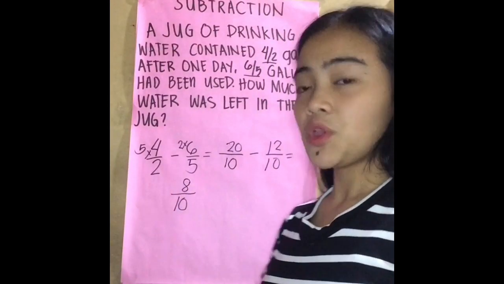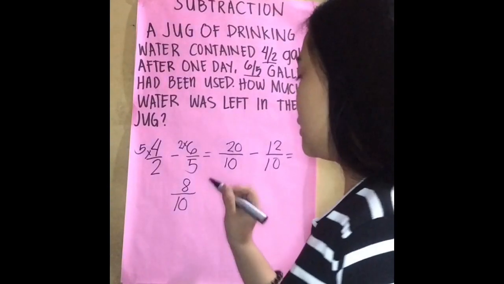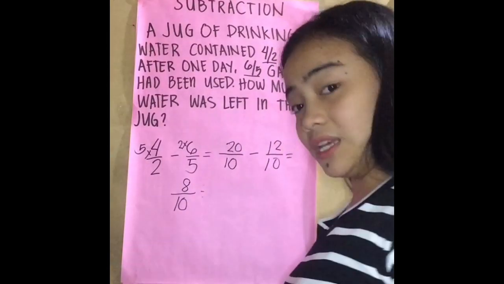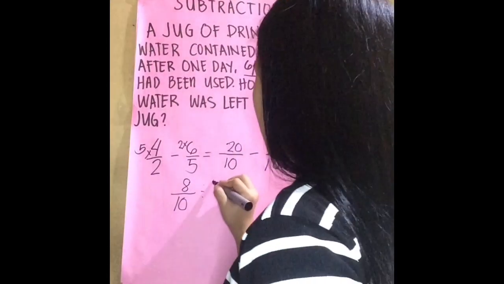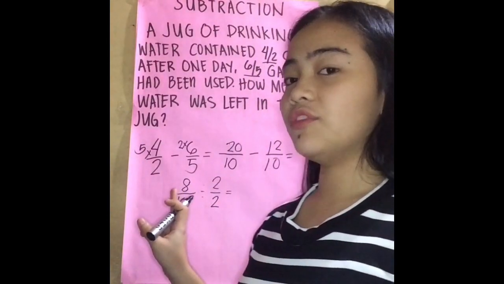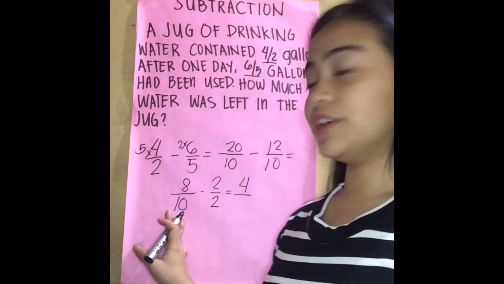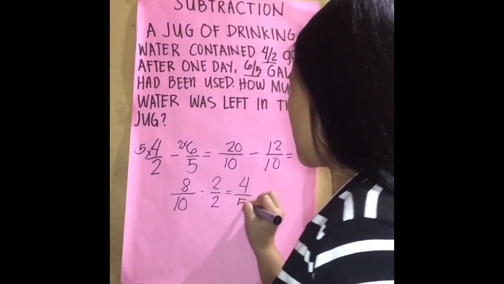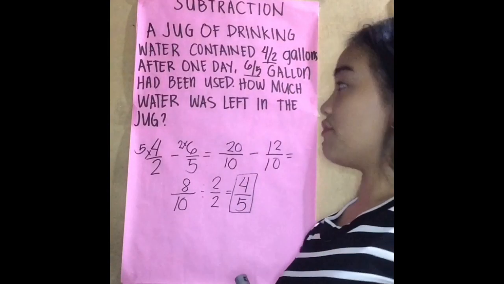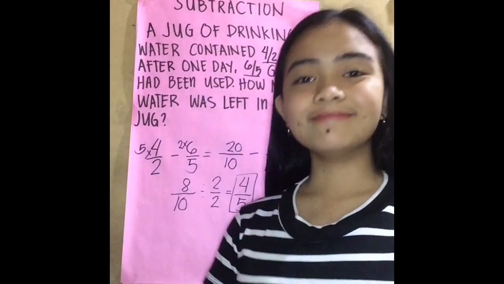8 over 10. When you see 8 over 10, you can reduce it to lowest terms by getting the common factor of 2. So the common factor is 2. So 8 divided by 2 is 4. 10 divided by 2 is 5. So that's it. You get 4 over 5 was left in the jug. That's it. Thank you.